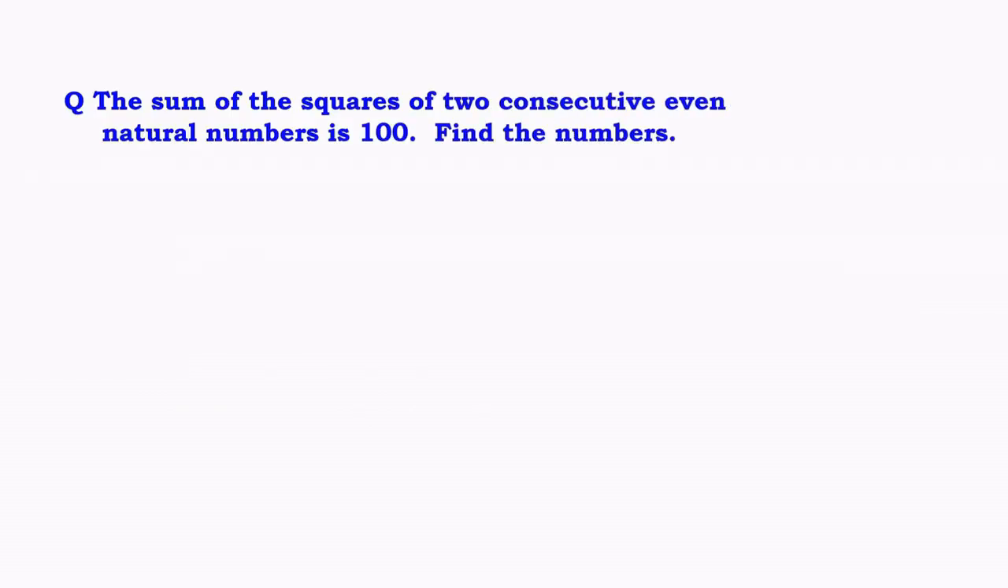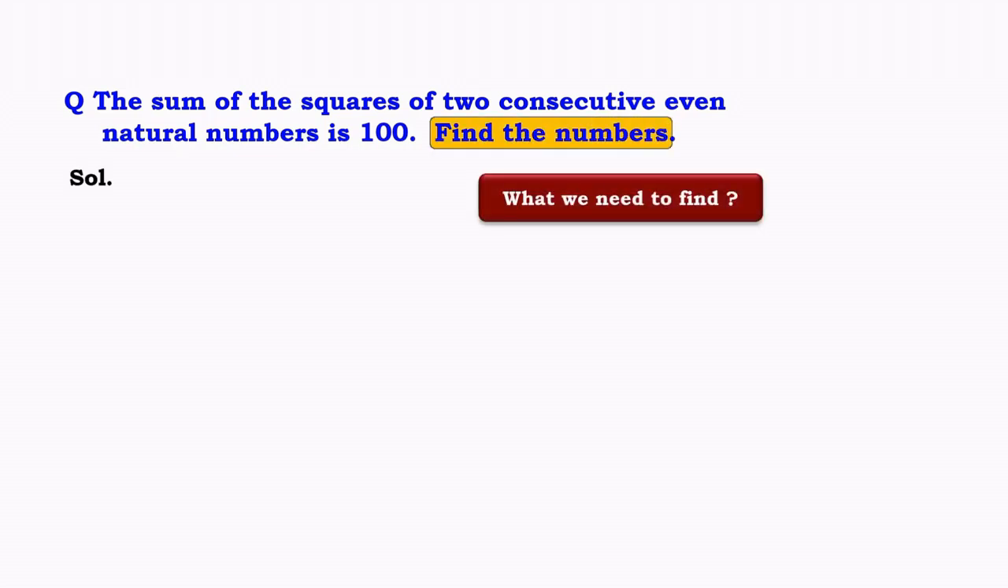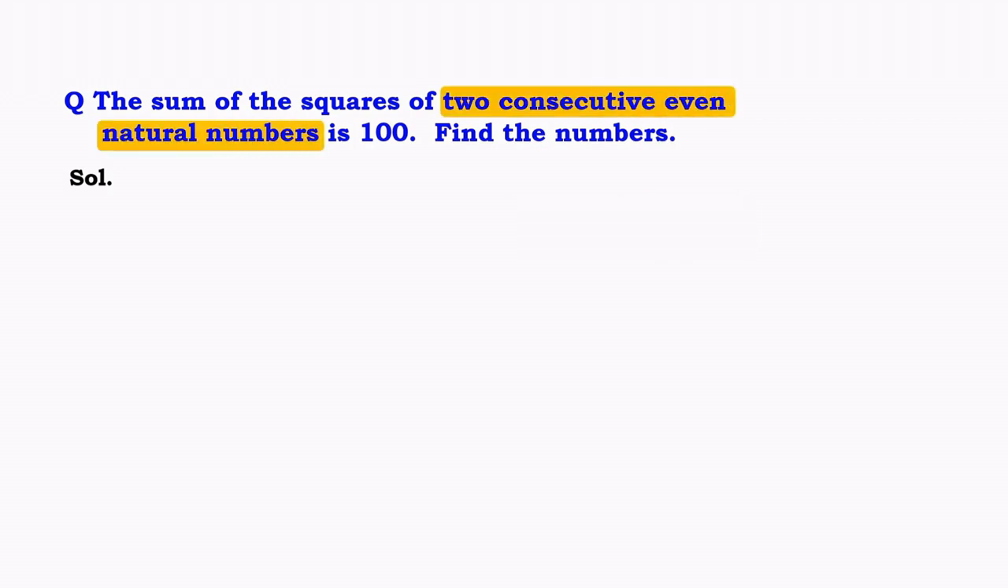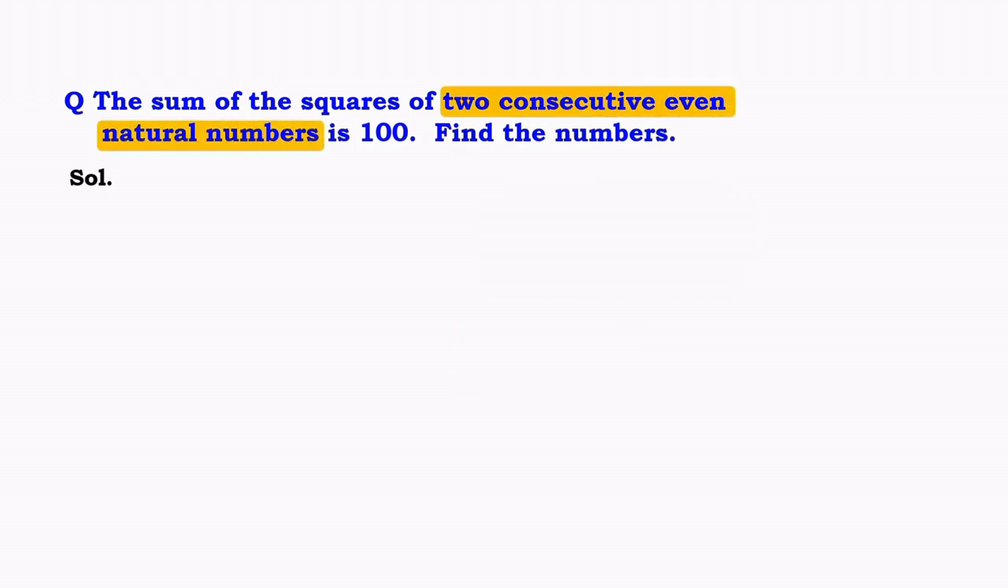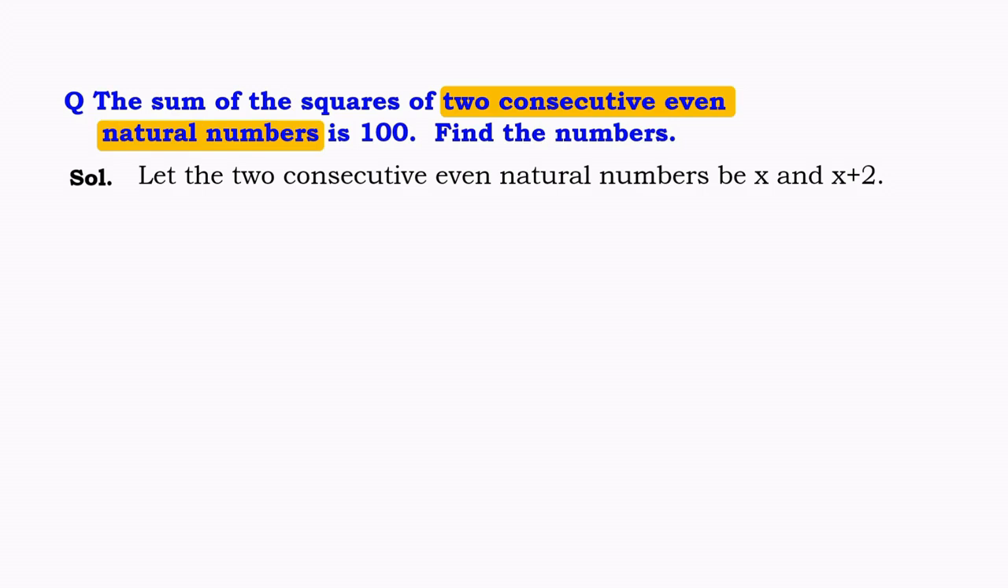In this question, we have to find two consecutive even natural numbers whose squares add up to 100. First, let us understand what consecutive even numbers are. Consecutive even numbers increase by 2 each time. For example, 6 and 8, 10 and 12, or 14 and 16. So, if the first even number is represented by x, then the next consecutive even number will be x plus 2. Therefore, let the two consecutive even natural numbers be x and x plus 2.